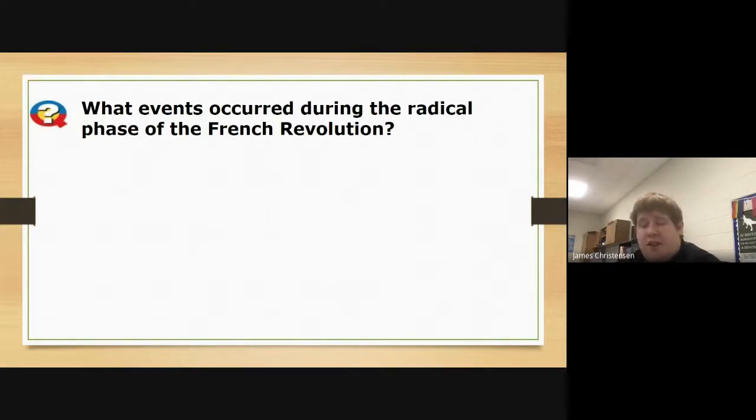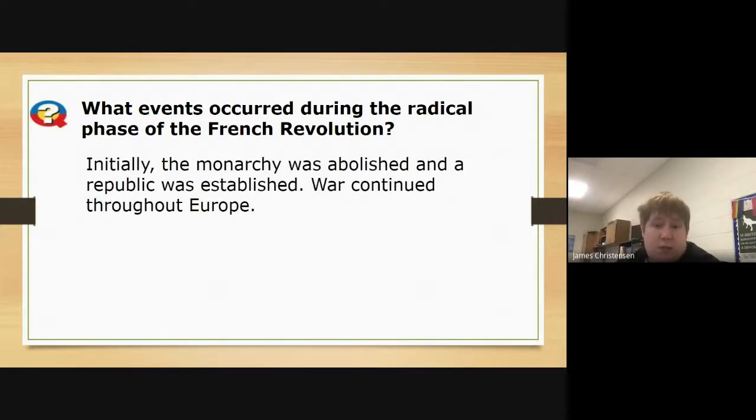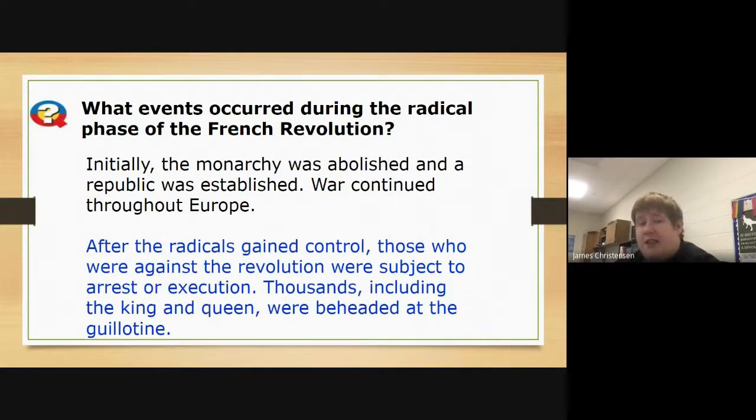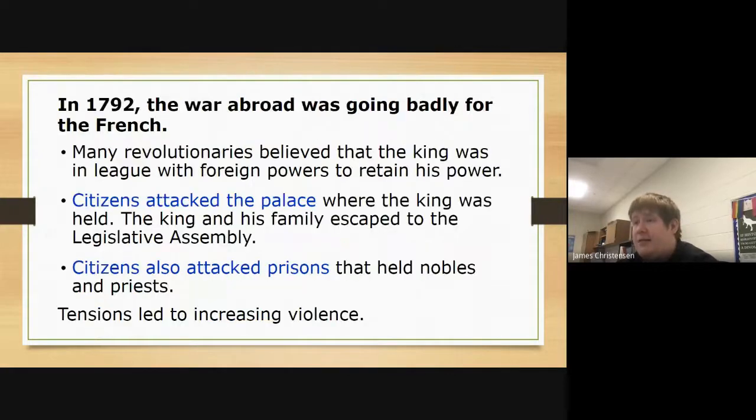So the essential question of Section 3, what events occurred during the radical phase of the Revolution? Well, initially, the monarchy was abolished and a republic was established. War continued throughout Europe. After the radicals gained control, those who were against the revolution were subject to arrest or execution. Thousands, including the king and queen, were beheaded at the guillotine.